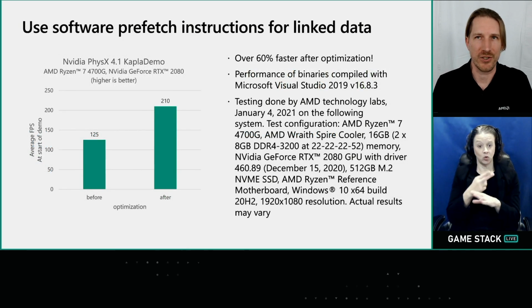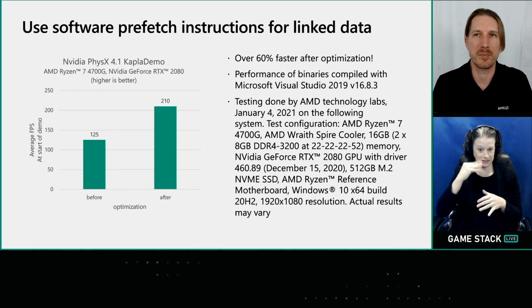Use software prefetch instructions for linked data experiencing cache misses. In this example, performance improved over 60% using software prefetch optimizations. Results may vary significantly for systems with different cache sizes or different memory latency.